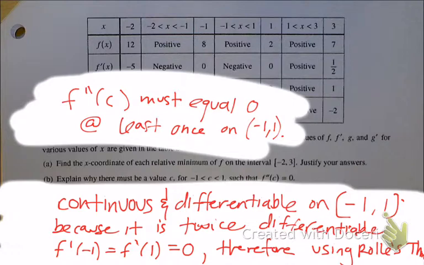You could have used the mean value theorem to show that the slope between both of these points is 0, therefore there must have been a turning point somewhere in between. But that's okay. You can use Rolle's theorem, you can use the mean value theorem, as long as you can figure out a way to explain why what you're saying works. So this part was worth 2 points of the actual problem.